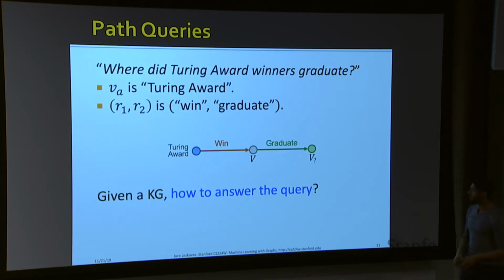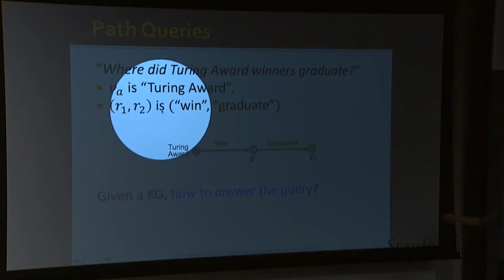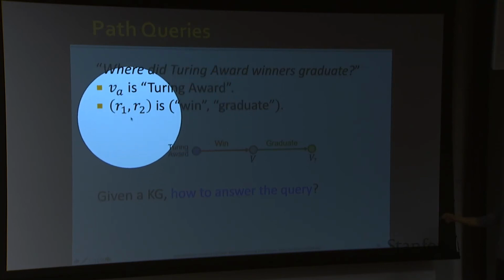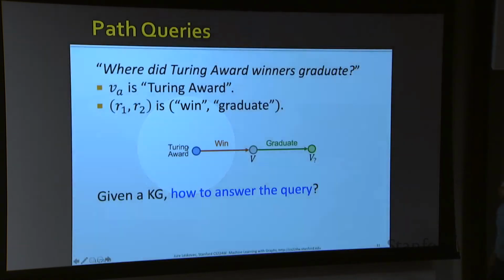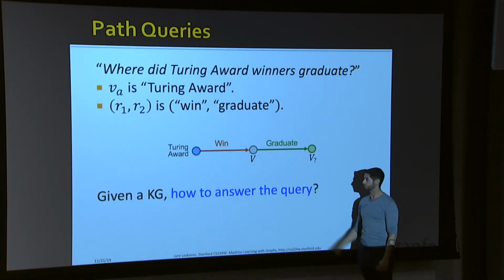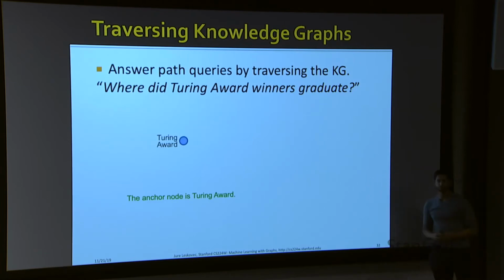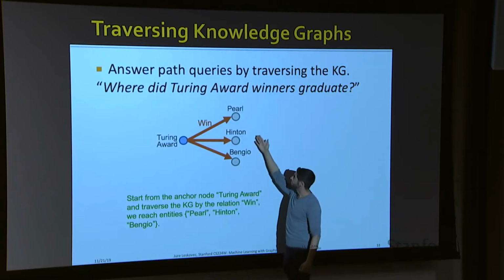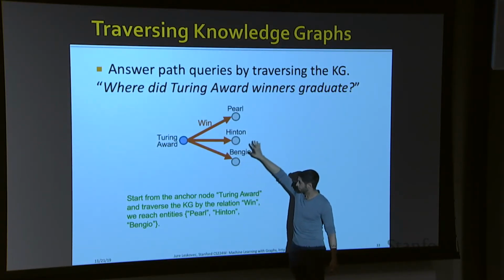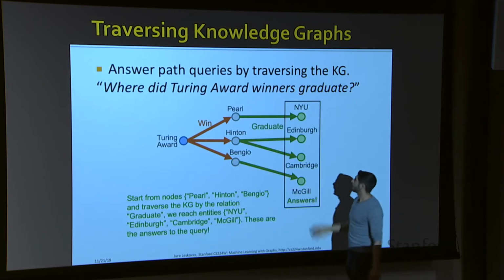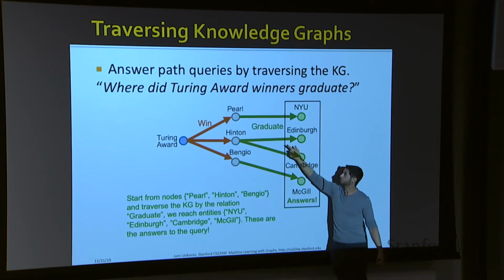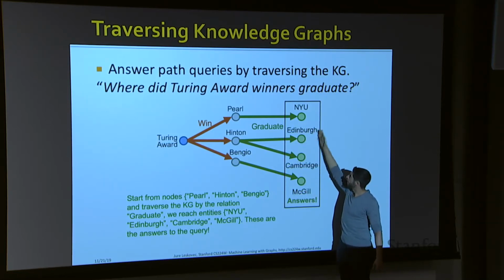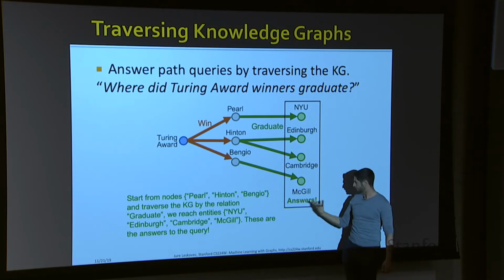So let's go through an example. How does this work? We have our query, which is, where did Turing Award winners graduate? Our anchor node is Turing Award, and then we have two relations, right? We have win, and then we have graduate. So given our knowledge graph, how do we answer this query, okay? We're just going to be doing a traversal here, all right? So again, Turing Award, our anchor node. Next step is we traverse all the win edges. We get Pearl, Hinton, Bengio, and this is our intermediate set of possible answers, and then we expand on those, okay? So we traverse all the graduate edges from those candidate nodes, and then we find this set of universities, okay? And this is our answer.